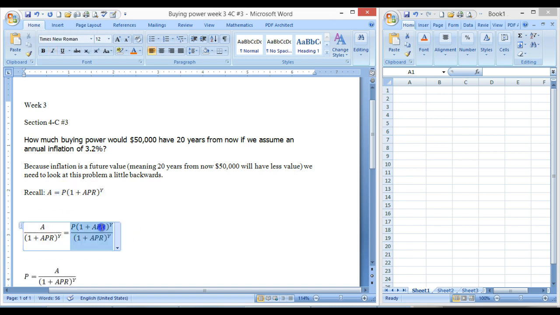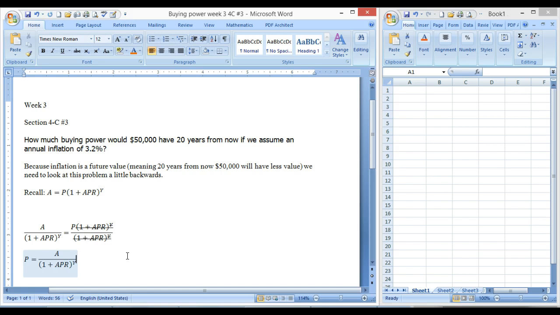So isolating it on this side, all of this, I'm going to go ahead and strike through to say I'm canceling this out with this on the bottom. Strike that out. There we go. So now I'm left with P on the right. And because I like it on the left, I'm going to just go ahead and flip-flop that equation, and I get P equals A over 1 plus APR to the Y.